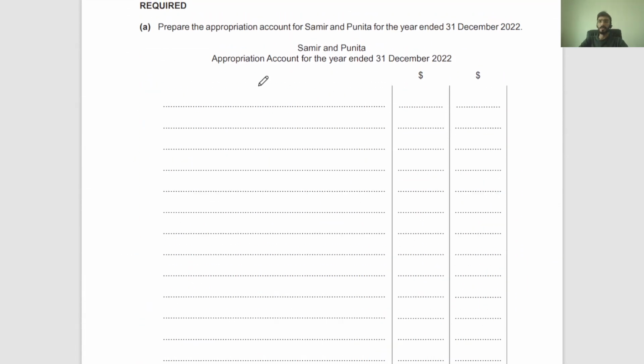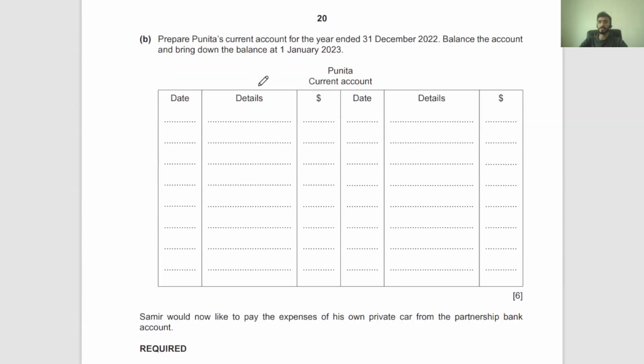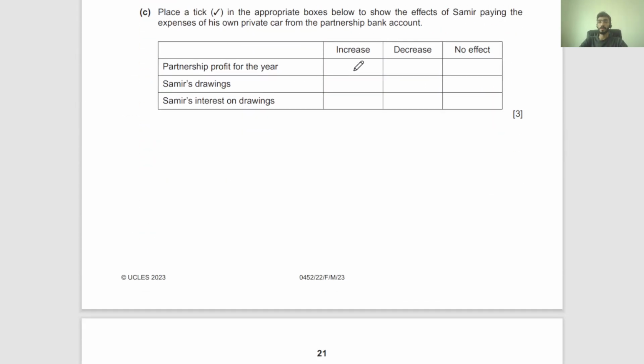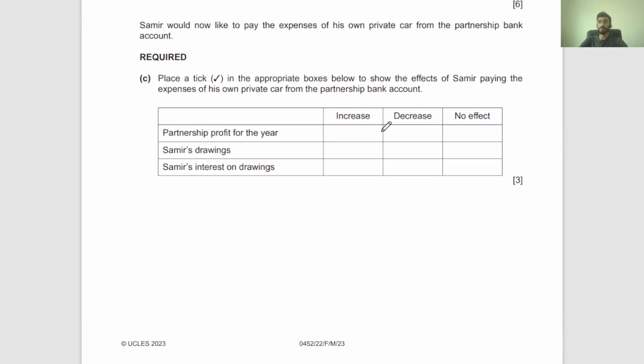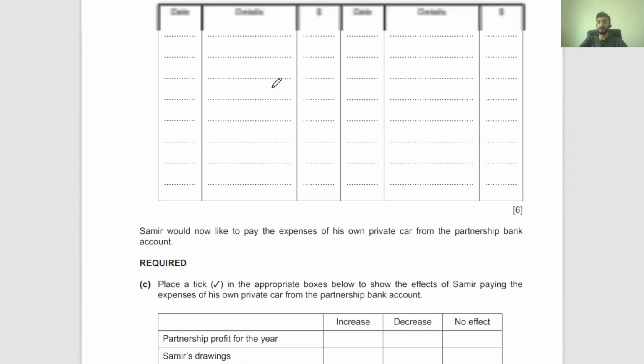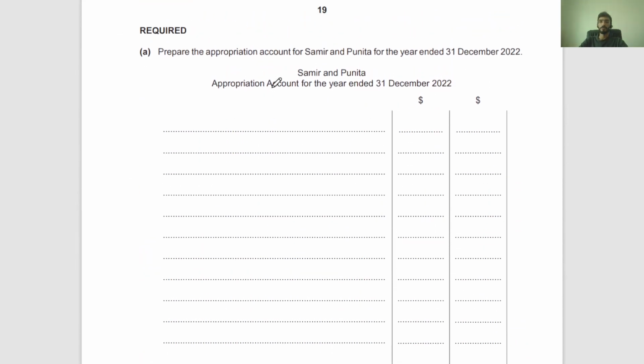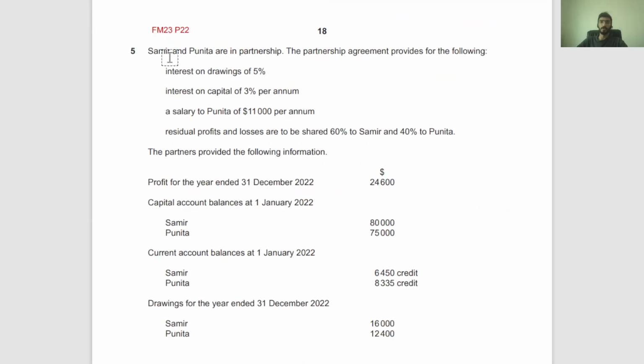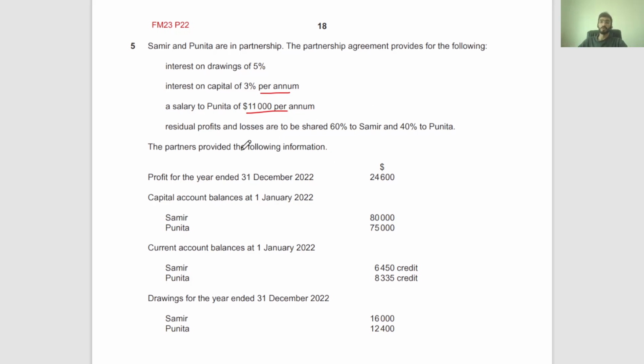Okay, requirement A is appropriation account, B is a current account for only one partner, and then there are some tick box questions, and then a 5 mark advantage, disadvantage question. Very good. Okay, let's review the details and quickly get over with this one. Samir and Punita are in partnership. The partnership agreement provides the following: interest on drawings, interest on capital per annum, a salary to Punita of 11,000. Residual profits are to be shared 60%. That's the profit sharing ratio.